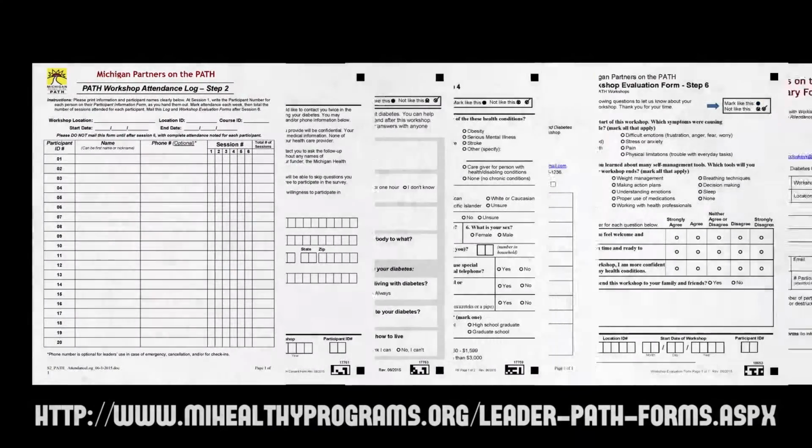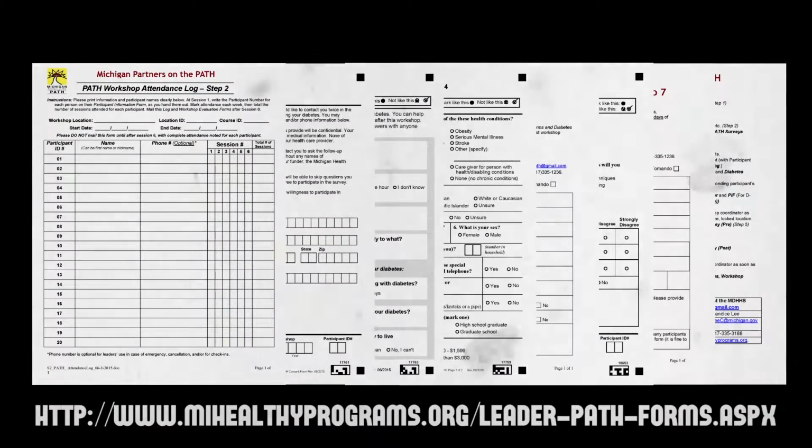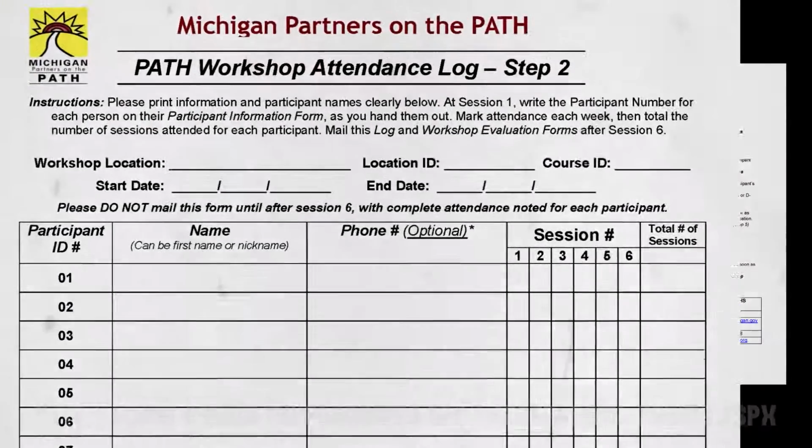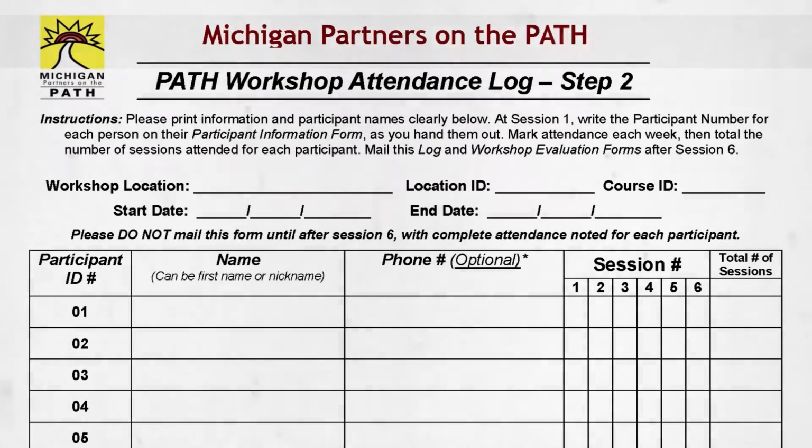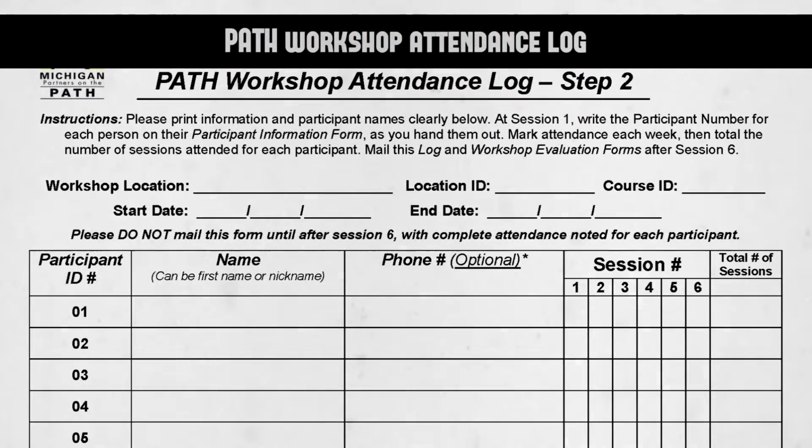Once registered, and before the workshop session 1, you must download, print, and fill out the data collection forms. These forms are available here. The first form is an attendance form. The form is meant to record participant attendance for all 6 sessions.